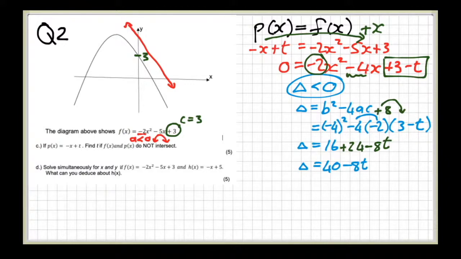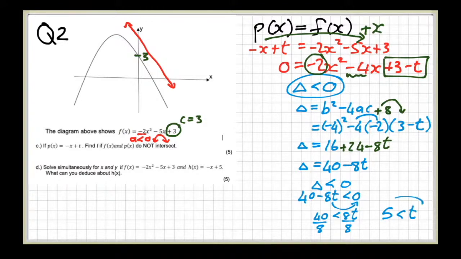I want to know, where do they not intersect? In other words, where there are no solutions or non-real solutions. And that happens only when delta is smaller than naught. So I'm going to say 40 minus 8t is smaller than 0. Now you go and solve this. I'm going to solve it by taking the negative 8t over. So 40 is smaller than 8t. Divide both sides by 8, which means t must be, let me write it, 5 smaller than t.